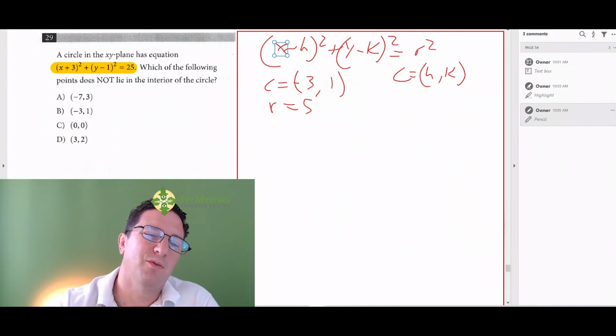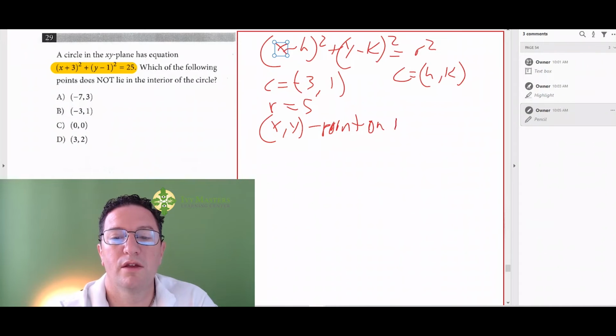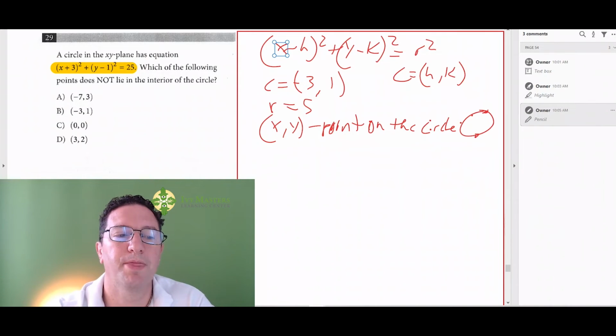But what else do you need to know? To solve this problem, you've got to know that (x, y) is a point on the circle. What do I mean by a point on the circle? I mean that if that's your circle, it's a point like there or there or there. It's literally a point on the circle.